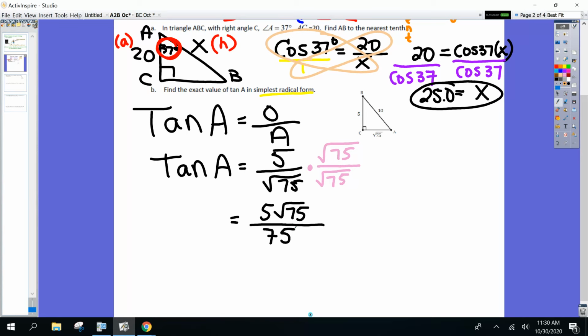There's still something we can do here, kids. Can't the radical 75 be reduced? It can't, not yet. Caroline, awesome. Yes, it is. I'm not looking to do that right now. I'm looking to do that in the next step. So I'll get back to you then.